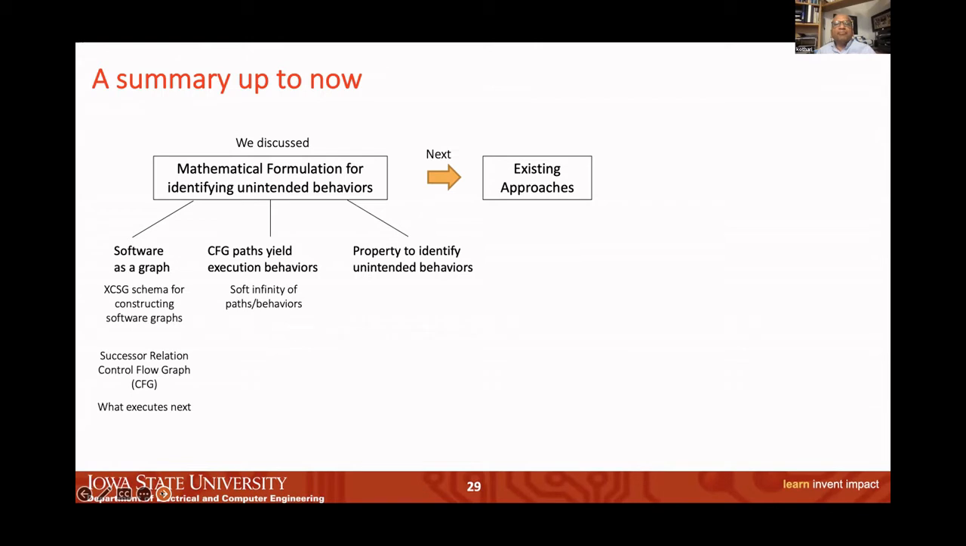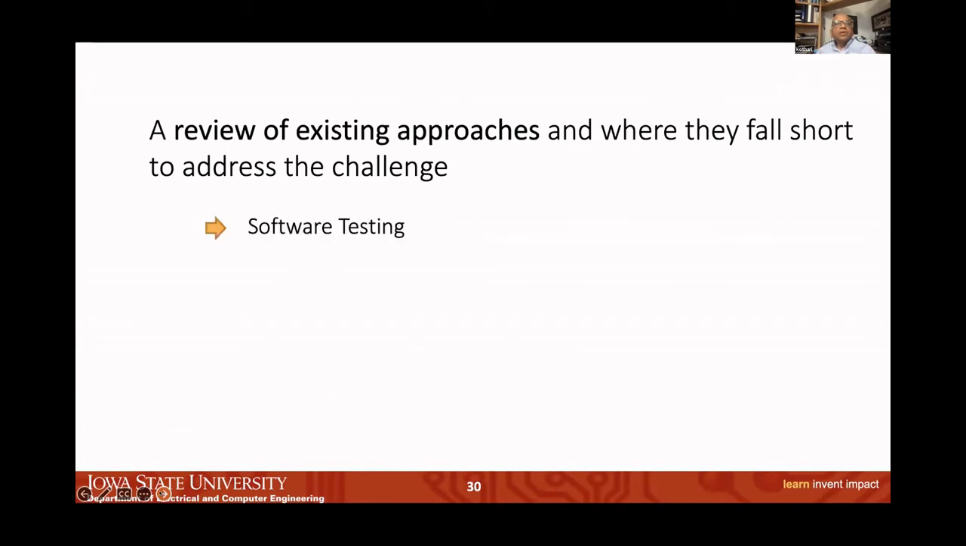The next thing is, what are the existing approaches and where do they stand? I've categorized the existing approaches into two buckets. One is software testing. This is the predominant approach. In fact, almost all software companies, or the companies who have software-enabled systems, for example the flight control system, depend on testing. And so companies spend a huge amount of money on testing.